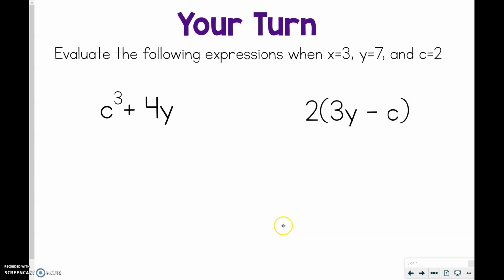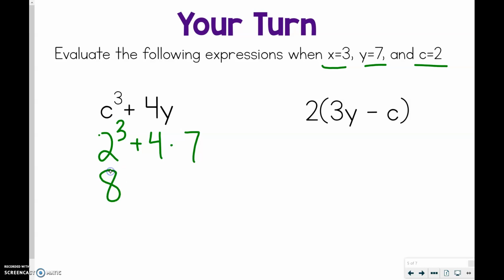Okay. Again, if you want to challenge yourself and pause and try them on your own and then check with me, feel free to do that. If you want to just do them with me right now, I can do that too. So this time we've got C in there. C is 2 as they show us over here, right? We're keeping those same numbers in place of those variables. So we're going to put 2 to the 3rd power plus 4 times y, which is 7. We're going to do those exponents first. Remember, that is 2 times 2 times 2. That's what it means.